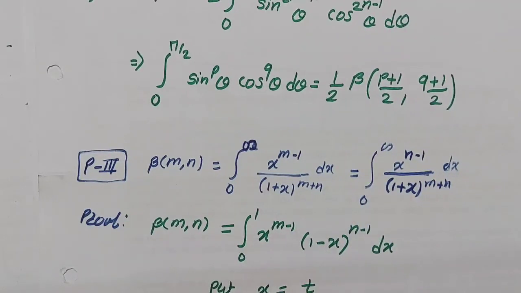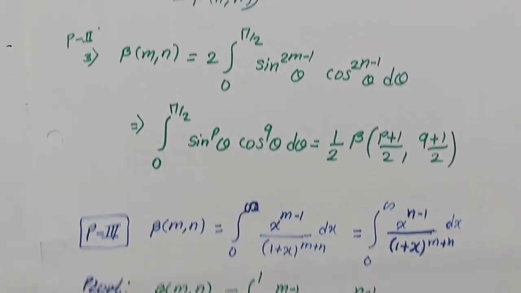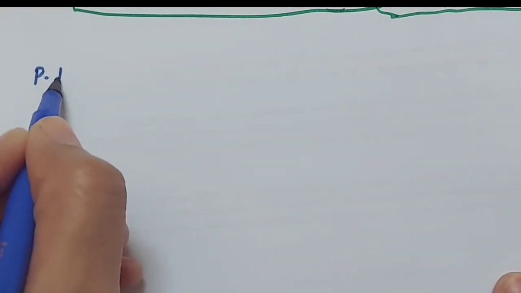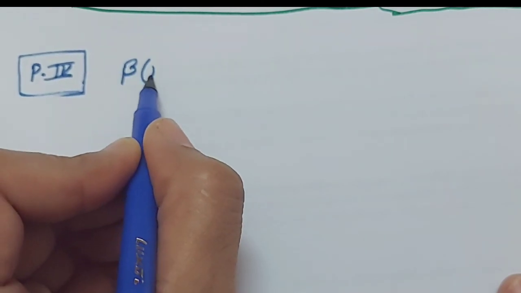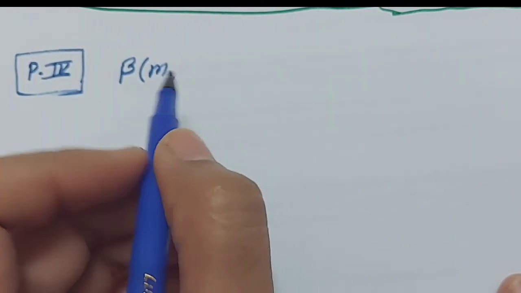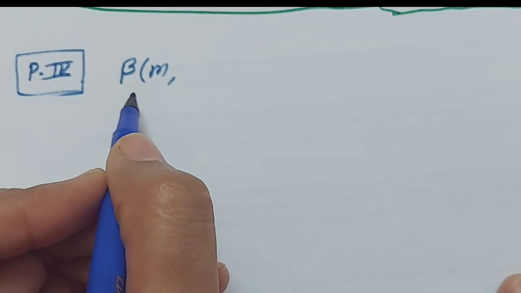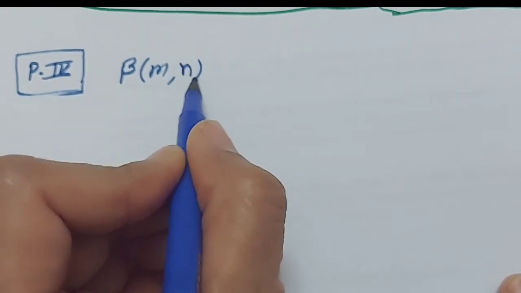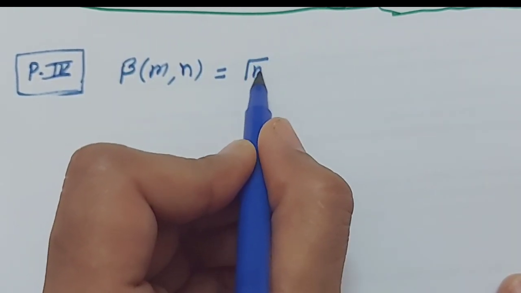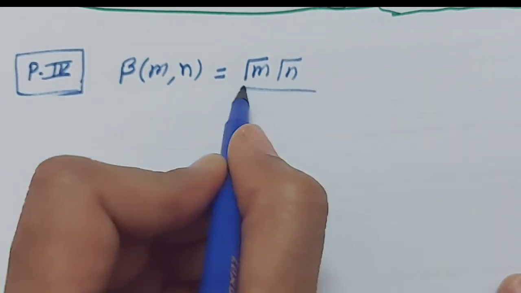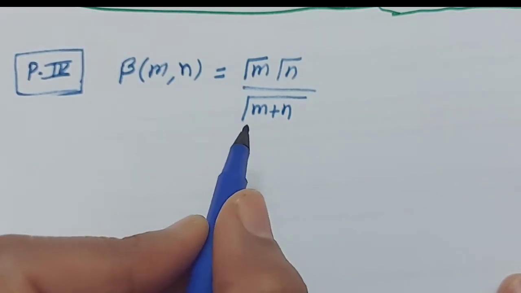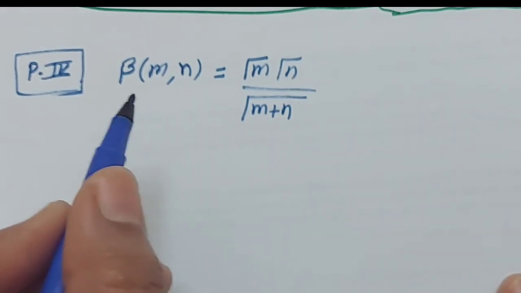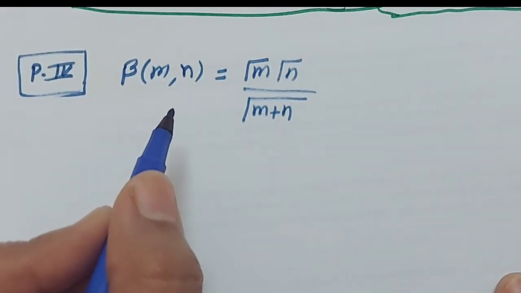Now there is one more property of the beta function, that is property number 4, the relation between beta and gamma. The statement of the property is beta of m comma n is equal to gamma m into gamma n divided by gamma of m plus n. This property is very important. With the help of this property, we can solve many examples.